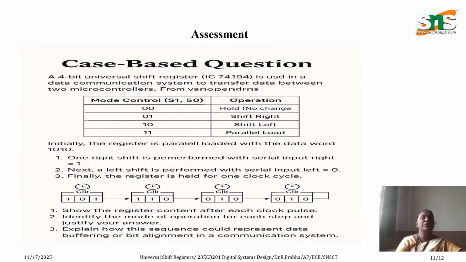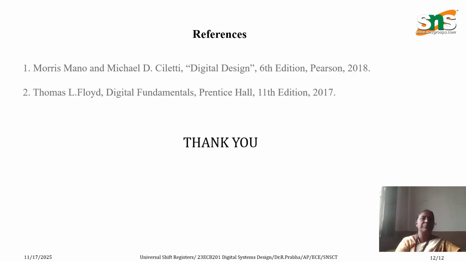A 4-bit universal shift register using IC 74194 is used in a data communication system to transfer data between two microcontrollers. We know that to select four operations we can use a 4x1 multiplexer with control lines S1 and S0 used as data select lines. Then 00 will be hold operation, 01 shift right, 10 shift left, and 11 parallel load operation.